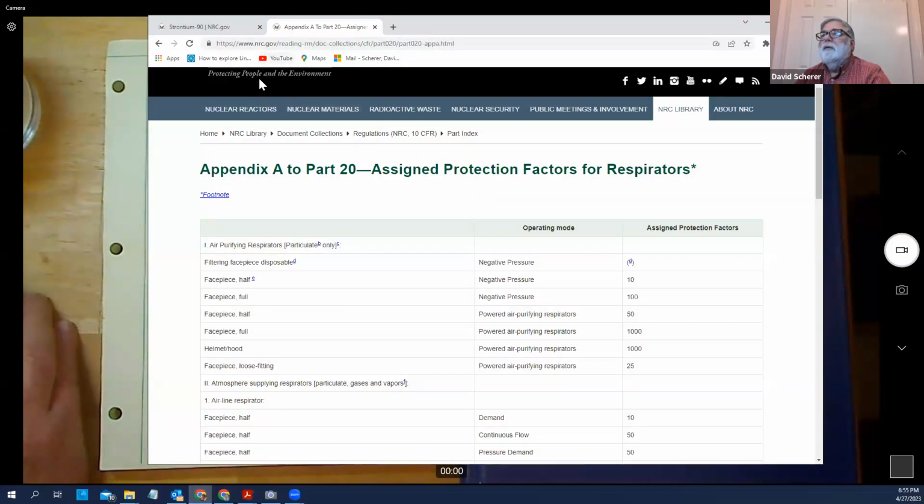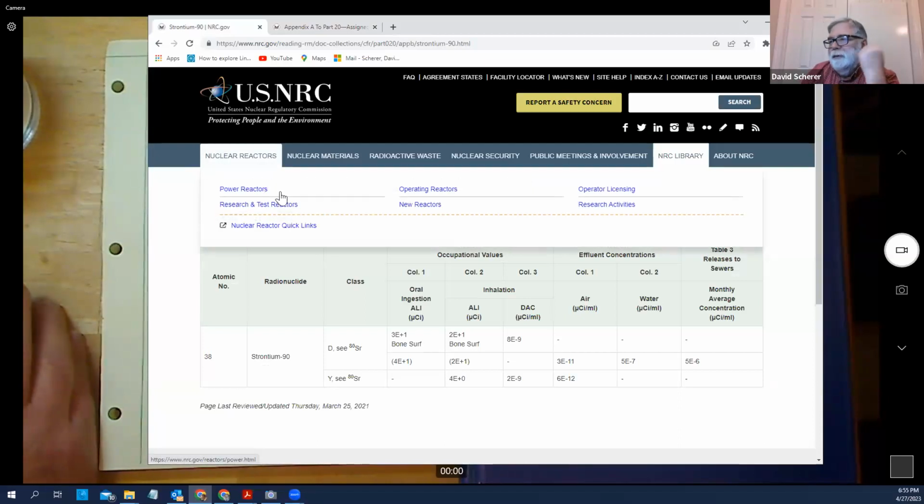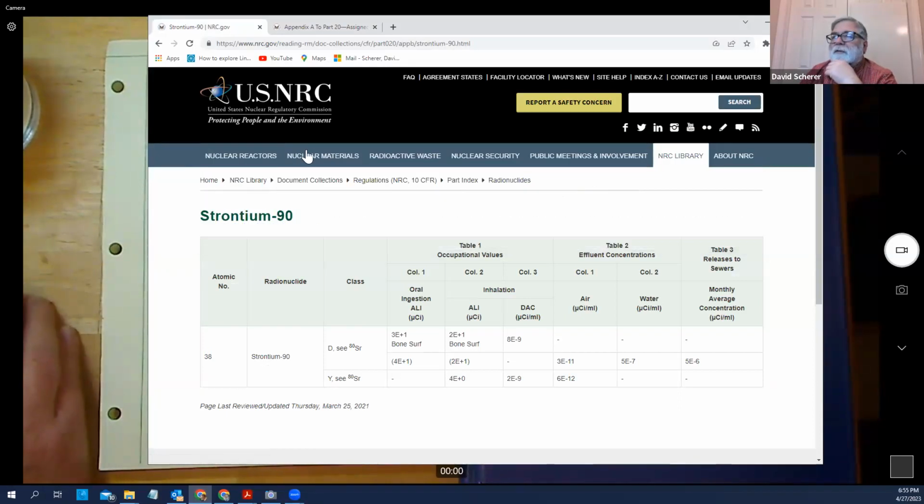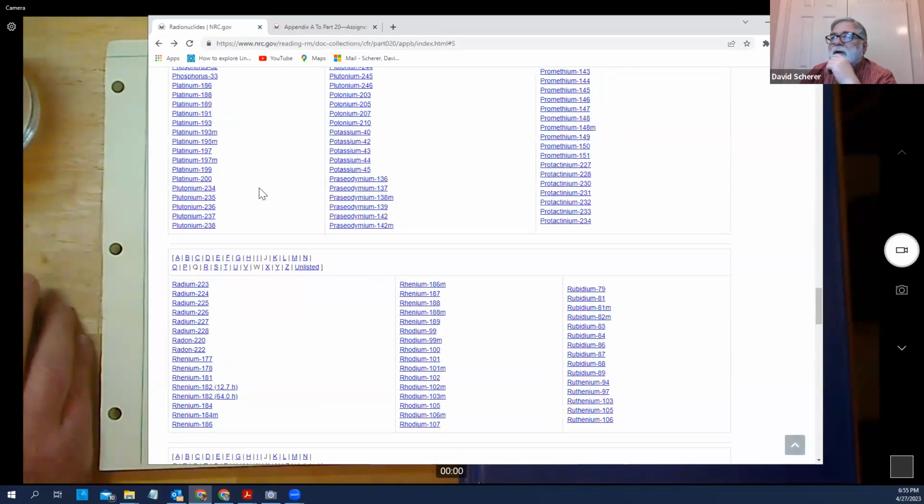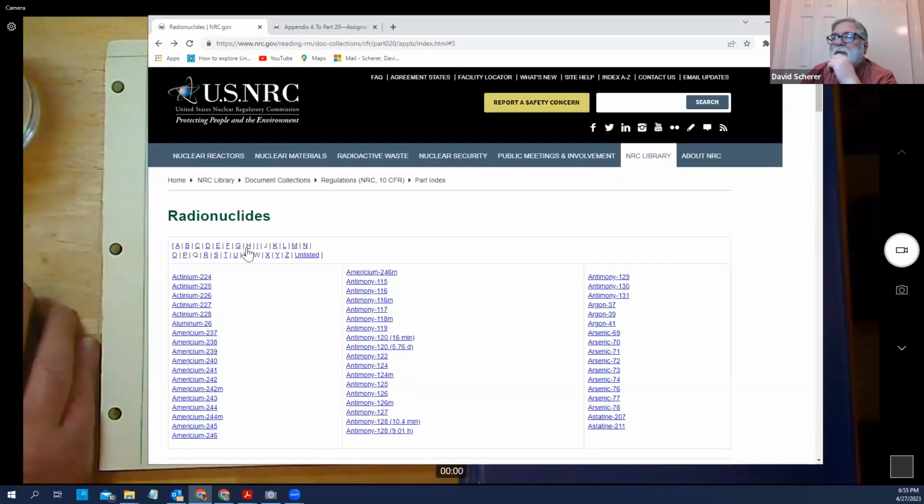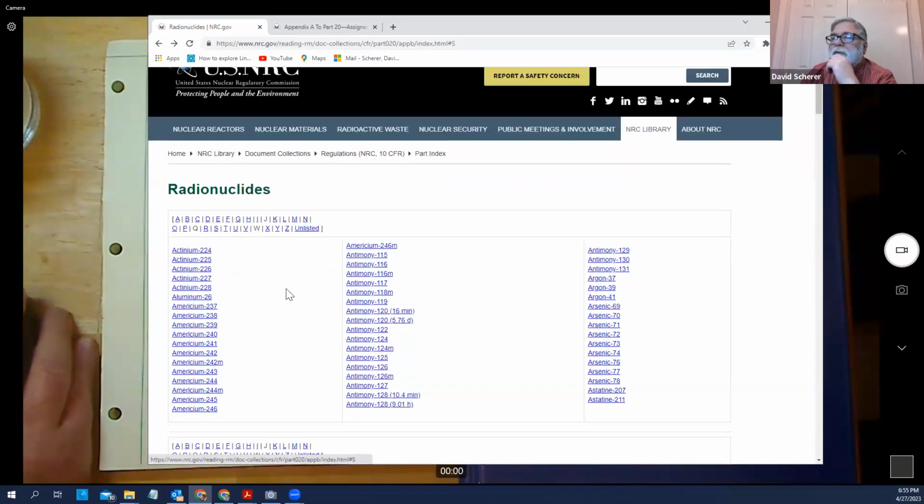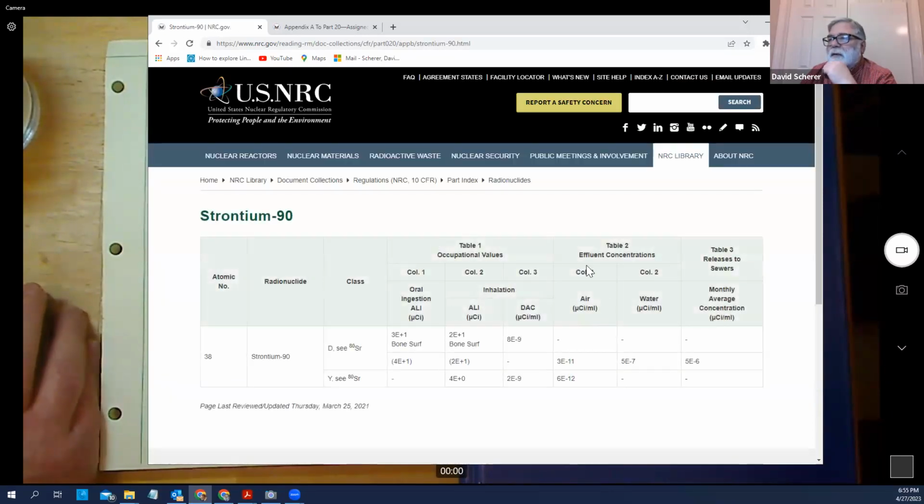There we go. So on this page, I've already looked at this. I went to 10 CFR 20, Appendix B. That's where all the ALIs are. I went to the isotope, strontium-90, and I found out what the DAC is.